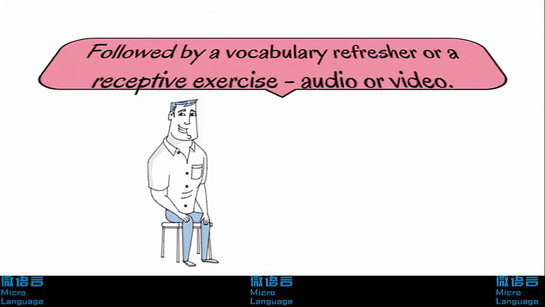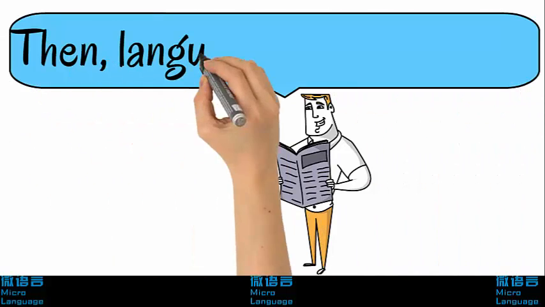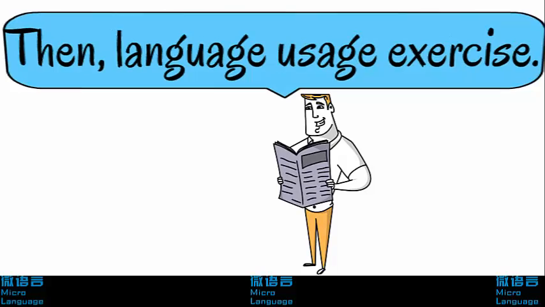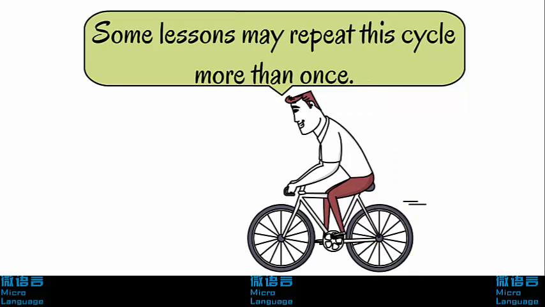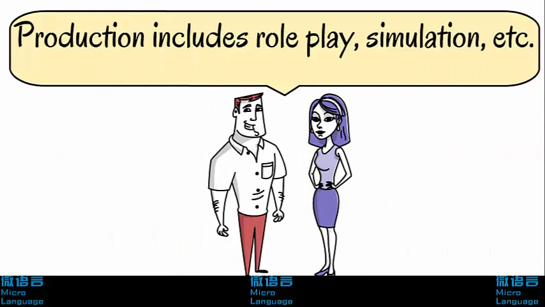This part is usually followed by some sort of language usage exercise whereby students can either discuss answers, fill in blanks with words or phrases, discuss variations of vocabulary, or something similar. Some lessons may cycle back to another receptive skill and then practice again, depending on the topic and what needs to be covered. The last activity of most lessons normally includes some sort of role play, simulation, or other activity where students are asked to produce.